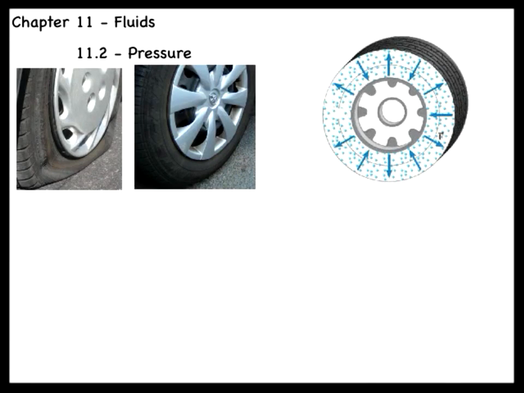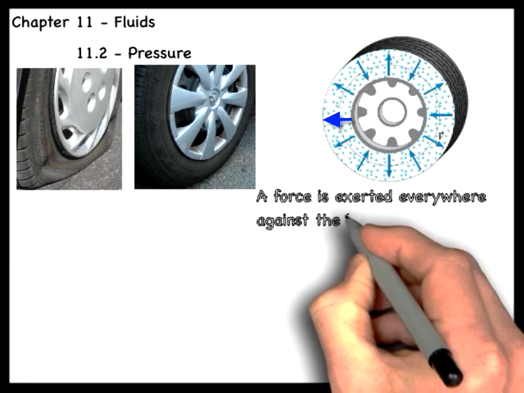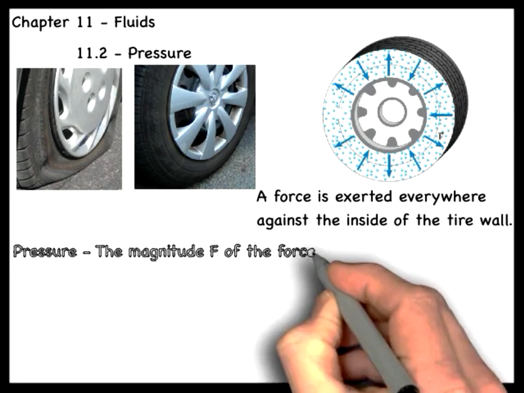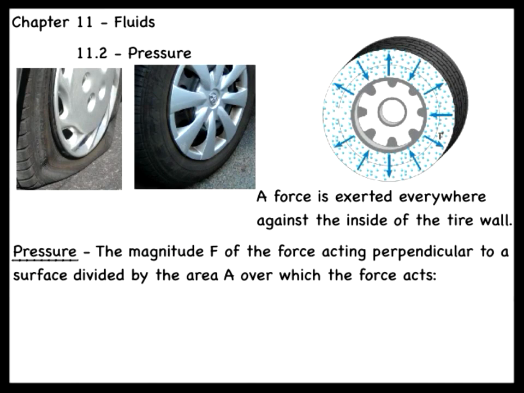These collisions allow the air molecules to exert a force everywhere against the inside of the tire wall. The pressure exerted by the air, or any fluid, is defined as the magnitude of the force acting perpendicularly to a surface divided by the area of that surface.